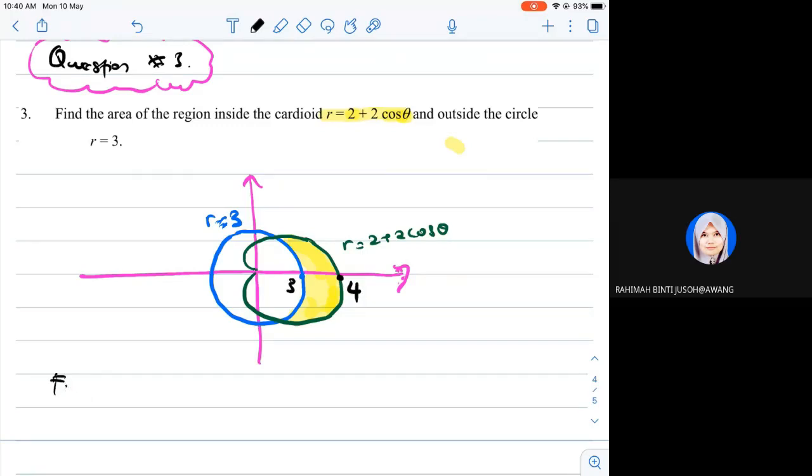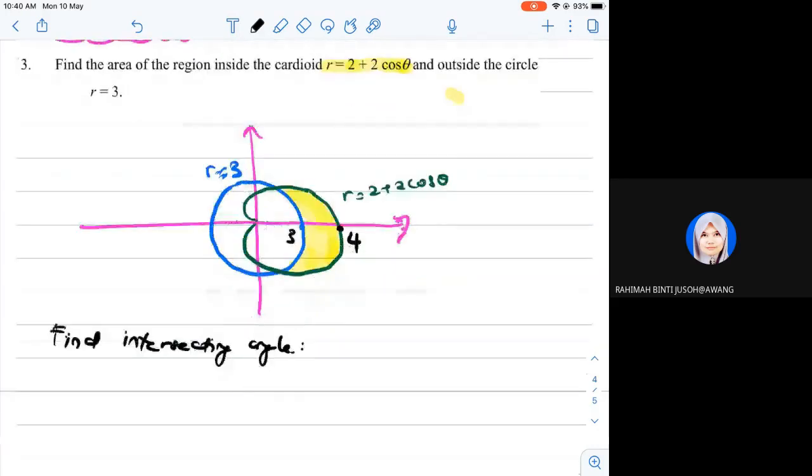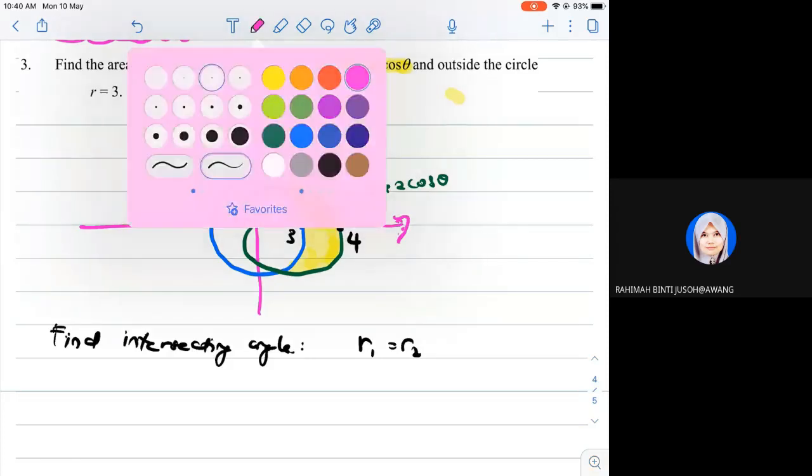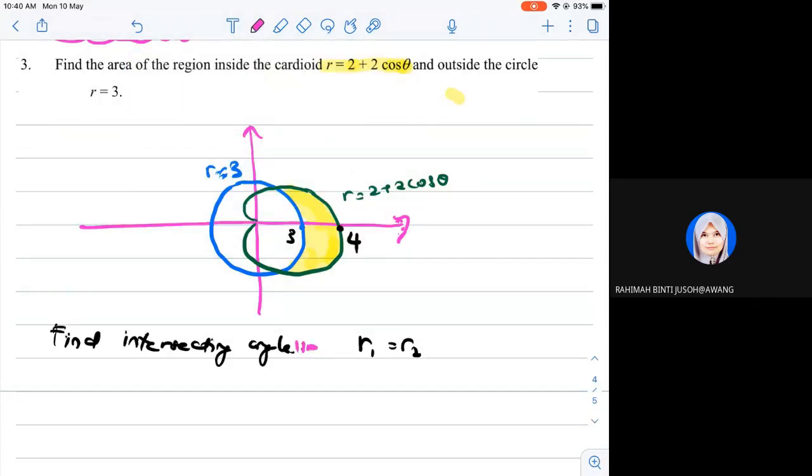Kalau roses tadi senang je, kita let R equals to 0 nak cari angle. Tapi bila melibatkan dua jenis function macam ni, intersecting angle, okay, what you should do is you have to equate R1 dengan R2. Ini formula dia lah. Ni kena ingat sampai habis syllabus chapter 4 ni, cari intersecting angle, samakan R pertama dengan R kedua lah.